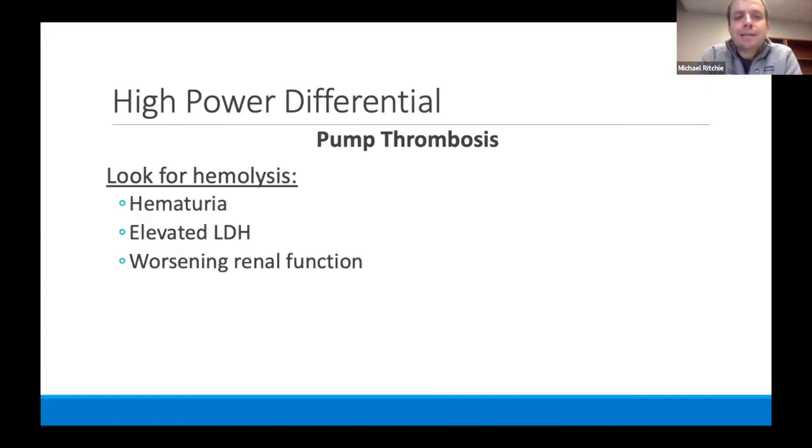And you look for just signs of hemolysis. So hematuria, elevated LDH, worsening renal function, anything that makes you think that you have something that's clogging up and leading to a lot of shear stress on the red blood cells, leading to that hemolysis. And then you start seeing it in the urine. You have your elevated LDH, decreased haptoglobin. And oftentimes whenever you have all that hemolysis, it does lead to worsening renal function.